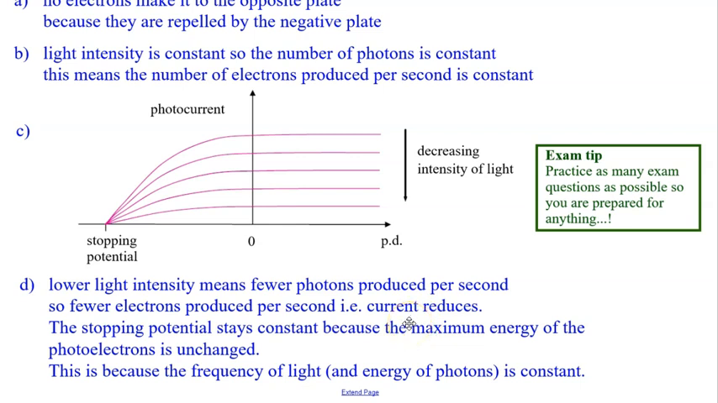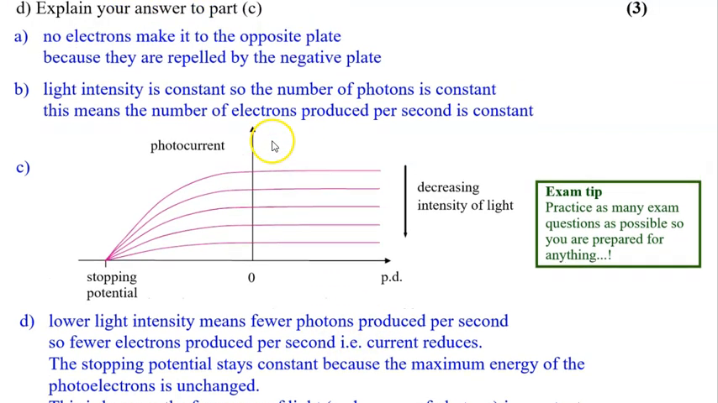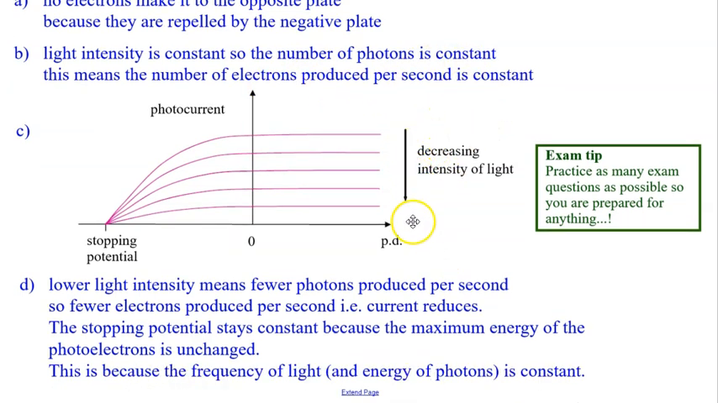Right, so let's think about the explanation for this. As we saw previously, the lower light intensity means fewer photons produced per second, so fewer electrons are produced per second. So we said the number of photons emitted is related to the number of electrons emitted. Therefore, the current will reduce. So this is similar to what we were saying before, but here we said that light intensity was constant, so the number of photons is constant, so the number of electrons is constant. If we reduce the brightness of the light, we have fewer electrons produced per second because fewer photons are emitted per second from the light. So we can explain why this reduces over here.